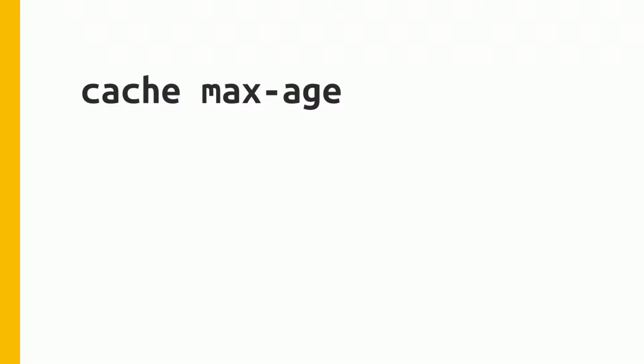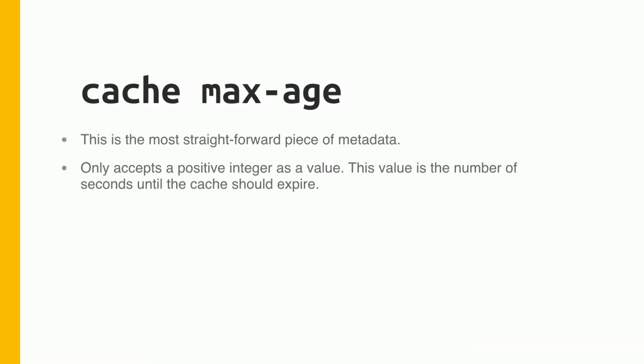The cache max age tag is super straightforward. It takes a positive integer as a value, and that value is basically the number of seconds we want this rendered item to be cached for. So if you want something to expire after a day, figure out how many seconds are in a day, and set that as the value. If you set that value to 0, it means this item should never be cached.